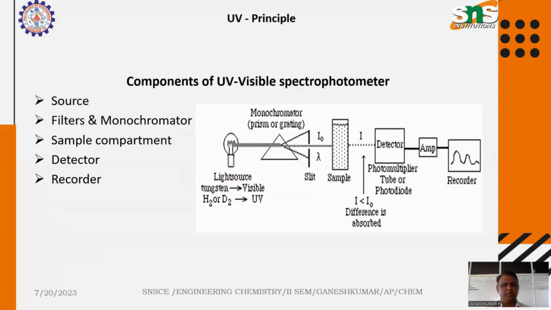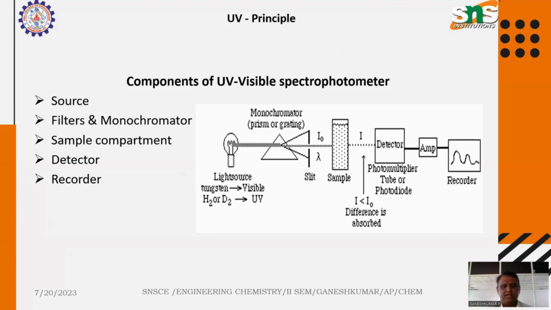So this is a block diagram of the ultraviolet spectrophotometer. There is a source which gives a light that passes through the monochromator. The monochromator, with the help of a prism or grating, filters all the radiation and allows the radiation of a desired wavelength which we need to be analyzed.